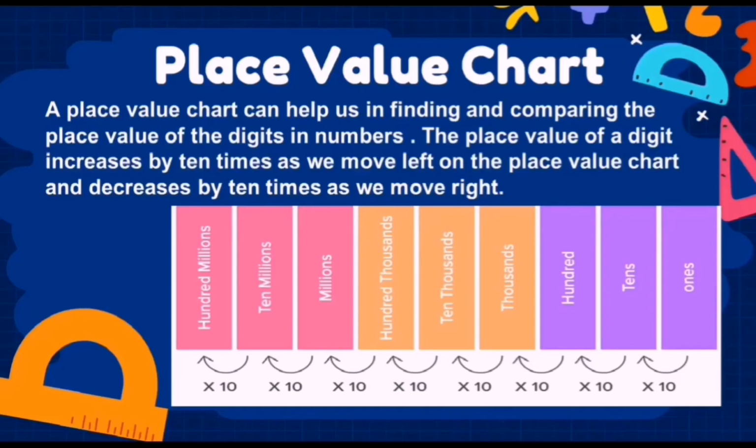A place value chart shows the relationship between the place or position and the place value of the digit in a number. It helps in finding and comparing the place value of the digits. The place value of a digit increases by 10 times as we move left on the place value chart and decreases by 10 times as we move right.